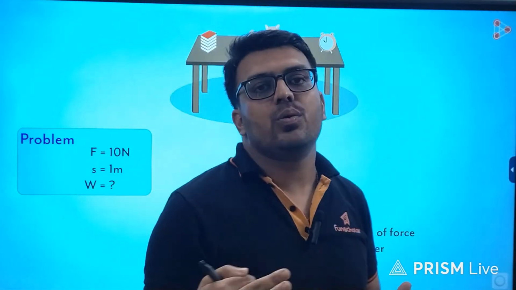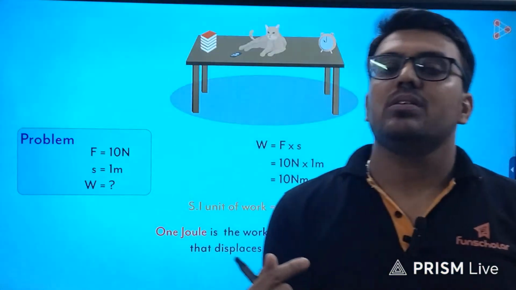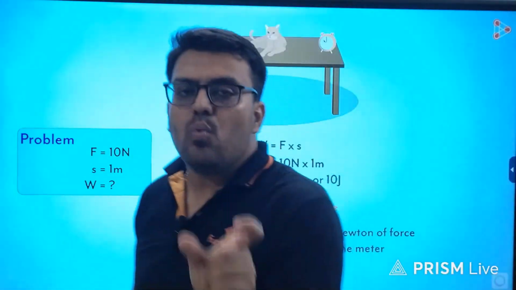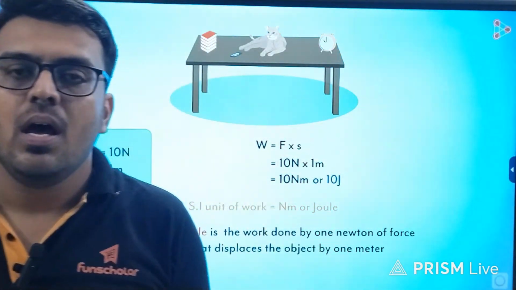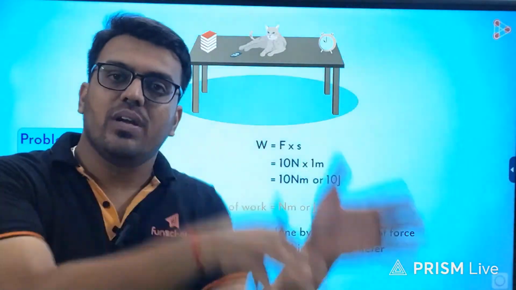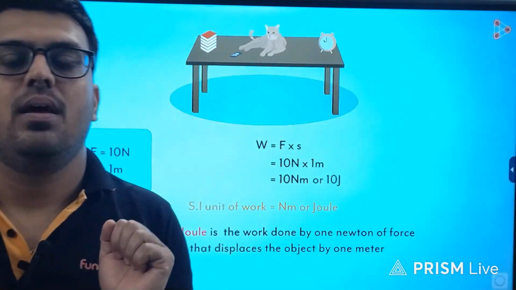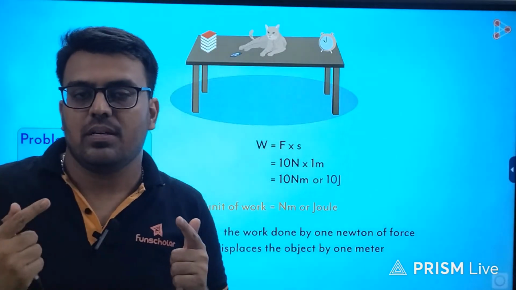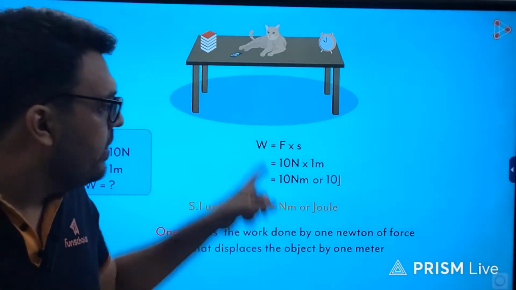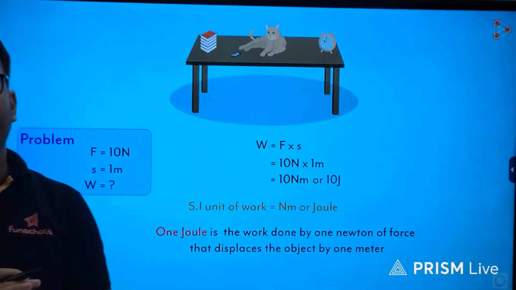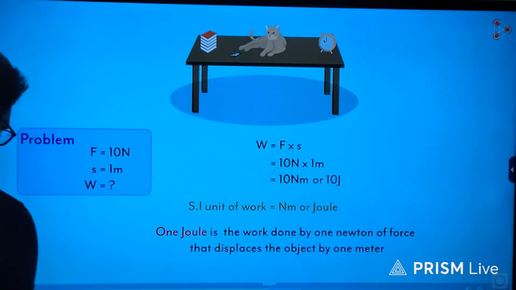You can write 10 Newton meter, but Newton meter is not the SI unit. It has to be joules. So we have defined how 1 joule is related with 1 Newton meter. 1 Newton of force producing 1 meter of displacement, and that exactly is 1 joule of work done. So we can substitute 1 Newton meter with 1 joule of work. And that is how this question has been designed and solved in front of you. Now let's see another question.